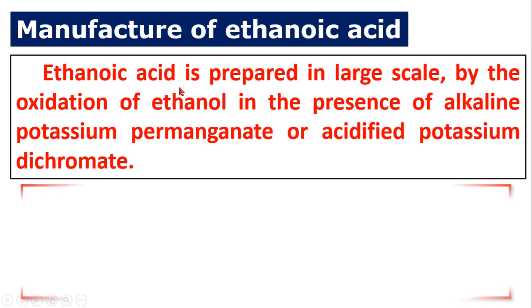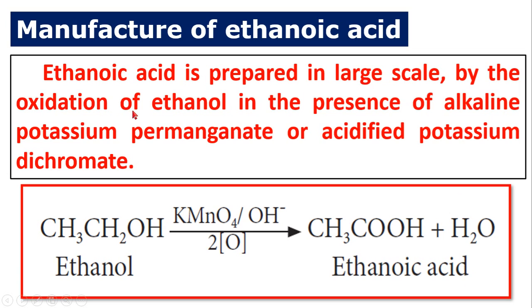Ethanoic acid is prepared on a large scale by the oxidation of ethanol in the presence of alkaline potassium permanganate or acidified potassium dichromate. For example, ethanol, CH3CH2OH, is oxidized by alkaline potassium permanganate, KMnO4, alkaline meaning OH minus. So ethanol is oxidized to ethanoic acid, CH3COOH, plus H2O. So ethanoic acid is prepared from ethanol by oxidation with alkaline potassium permanganate, and it forms ethanoic acid and water.